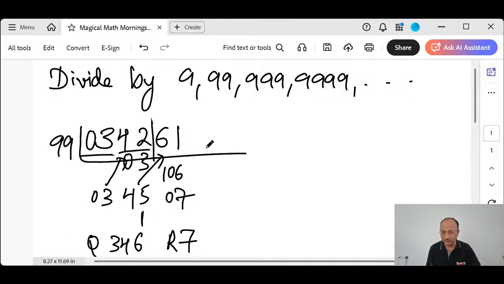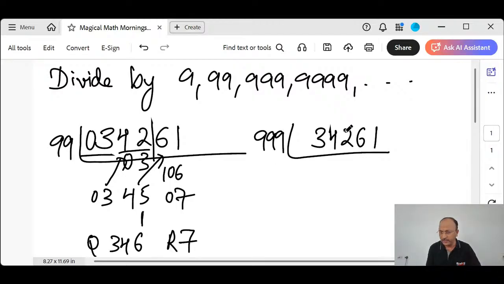Now I think you understood this one, correct? Now let's try to do the same thing for 999. 34261, we want to divide by 999. What I'll do, make them into groups of threes. The last one on the left hand side, which is having one less digit, therefore I'll write 0 here. So the quotient I'll write is 034, and for the remainder I will add this 0 through 4.